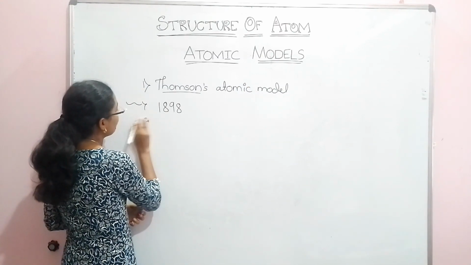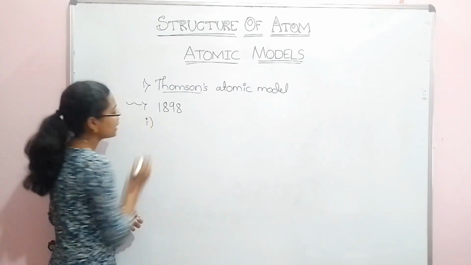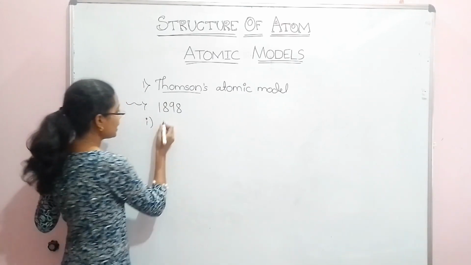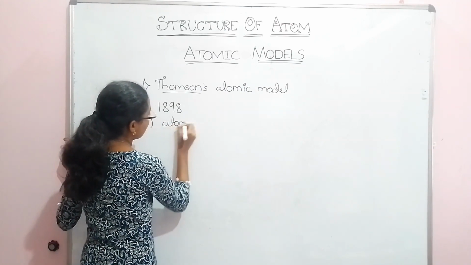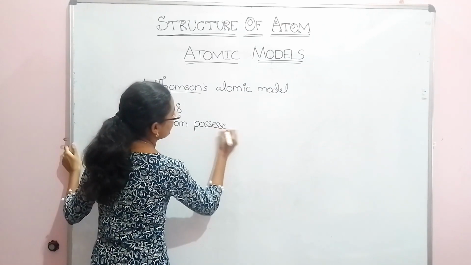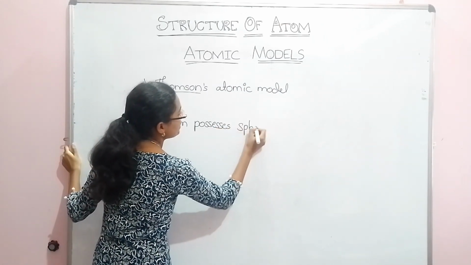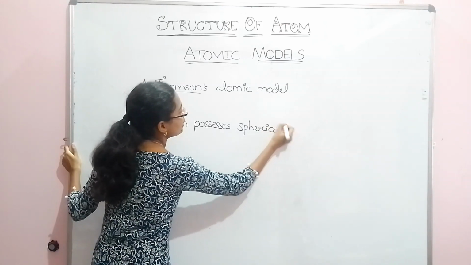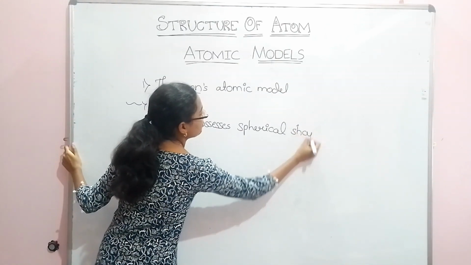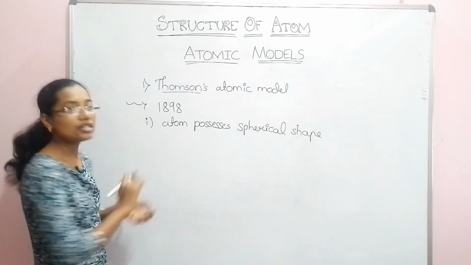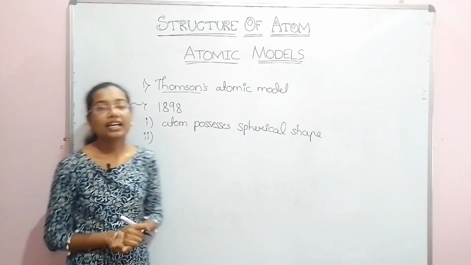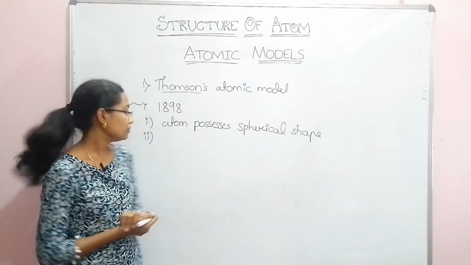The first postulate of Thomson is that the atom possesses a spherical shape. This means he told that the atom looks like a sphere. This is his first postulate, the first property about the atom. And the second one is what he said.